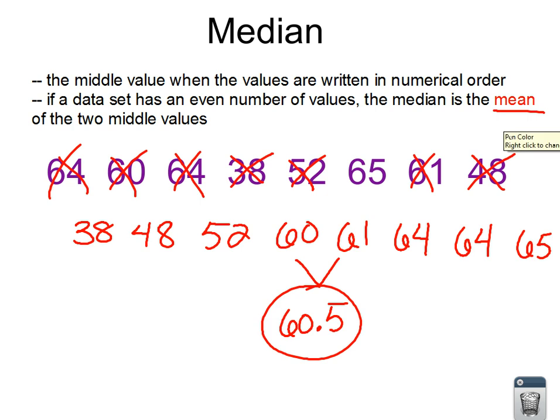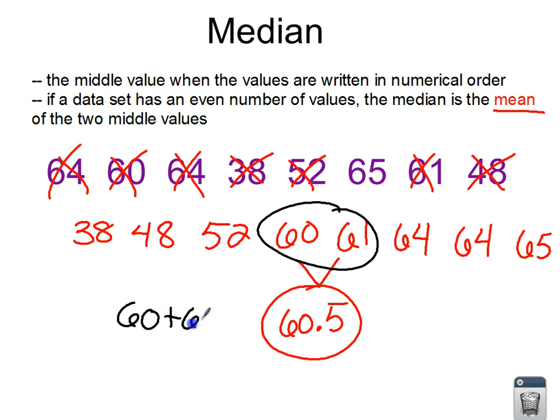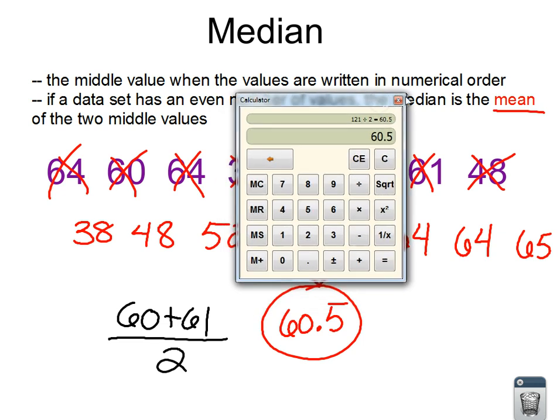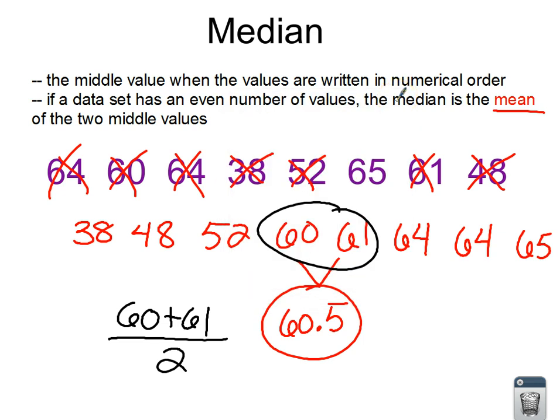Okay, but let's show that mean of the two values. So if these were the two values, 60 and 61, I'll come over here. So 60 plus 61, find the mean, which means divide by those two. You get 60 plus 61, that's 121. 121 divided by 2. And there it is. You get the same answer of 60 and a half.